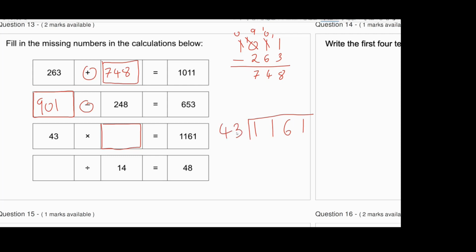And I can use a bus stop. So 43 into 1 goes none, remainder 1. 43 into 11 goes none, remainder 11. So I'm looking at doing 43 into 116. So what I would do is think of my 43 times tables. 43 add 43 is 86. Then add another 43 is going to be 129. So how many 43s are in 116?